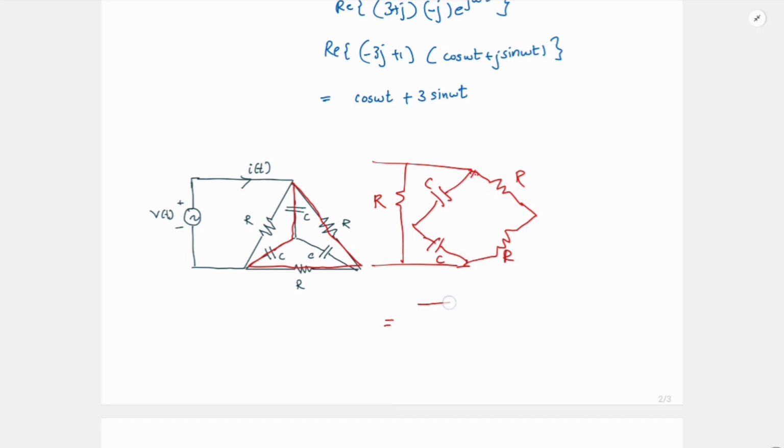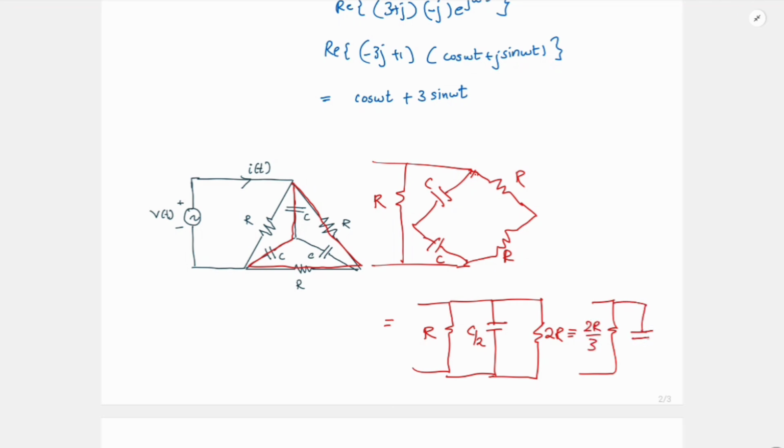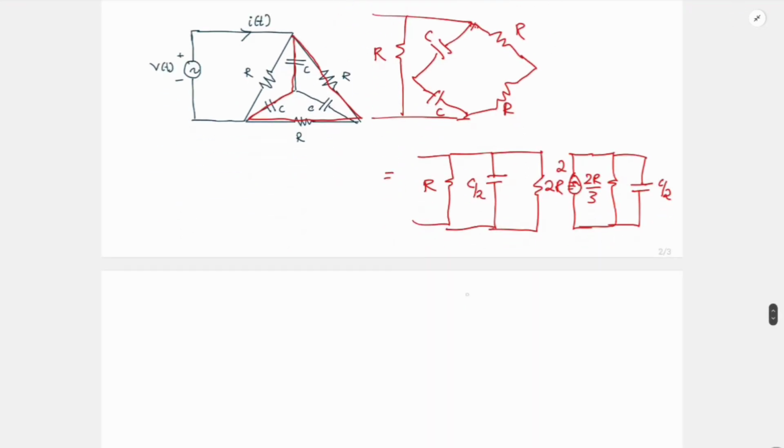Now this equivalent form is nothing but you have an R and two C's in series. Then the C effectively becomes C by 2 and you have 2R. If you simplify again, 2R in parallel with R becomes 2R by 3, in parallel with C by 2. And this is connected to your voltage source, which is having a value of 2. So 2R by 3 is nothing but 2 by 3 into 10 power 3. And for C by 2, 1 by j omega C by 2 is nothing but minus 2j into 10 power 3.